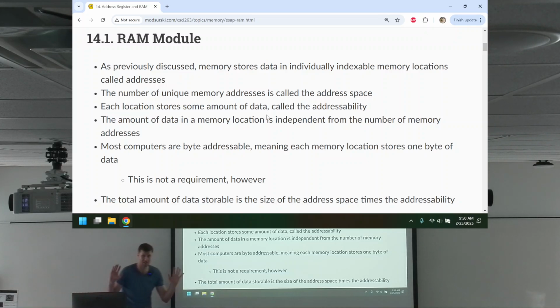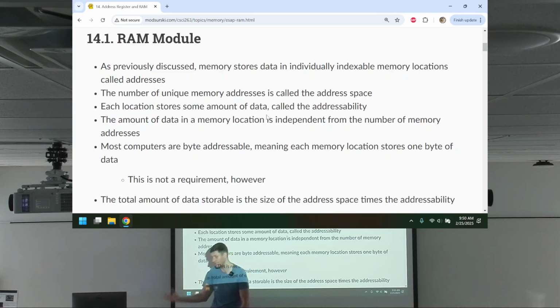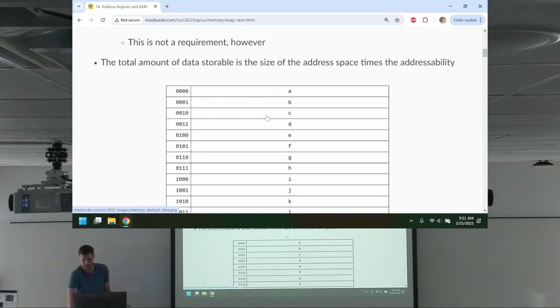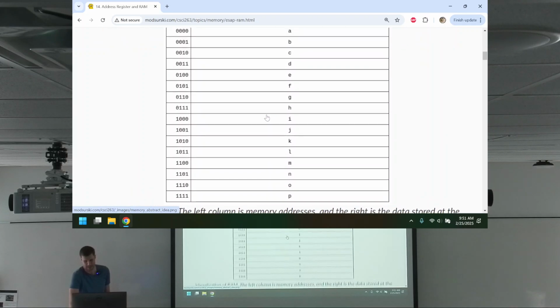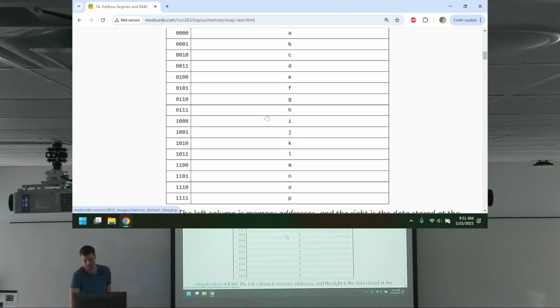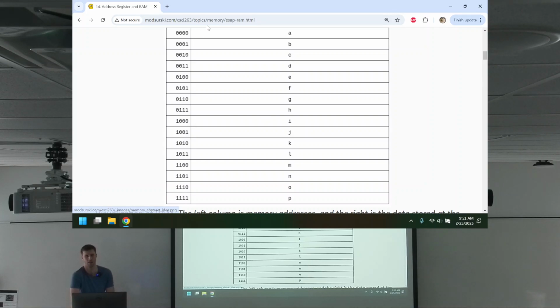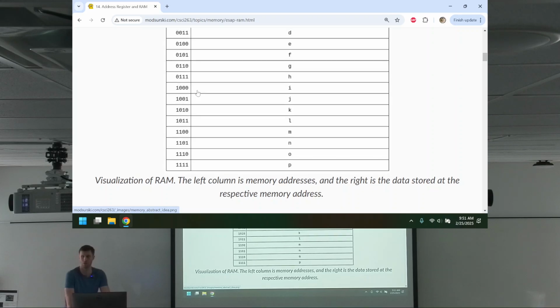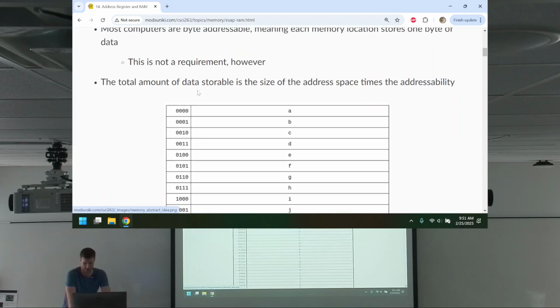We already know what RAM looks like. We're not going to rebuild RAM. We're going to use that RAM component that we already looked at in Digital. As previously discussed, memory stores data where we can index it. Here is a 4-bit RAM. That means there's a total of 16 individual memory addresses.